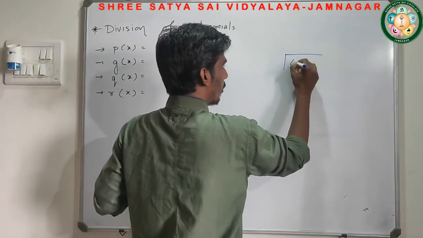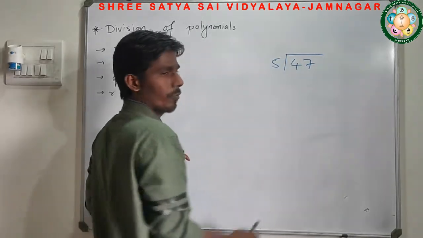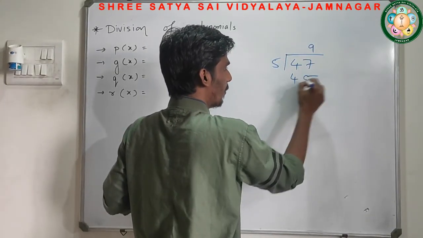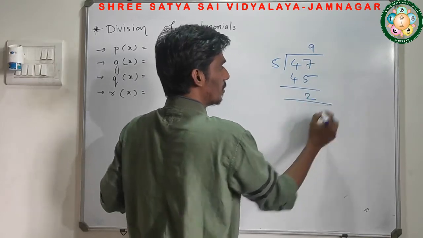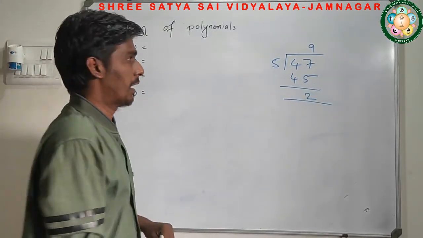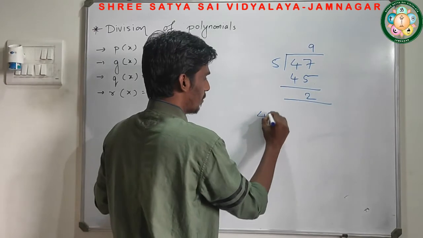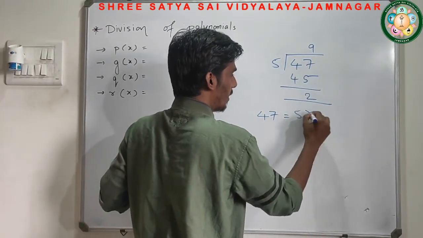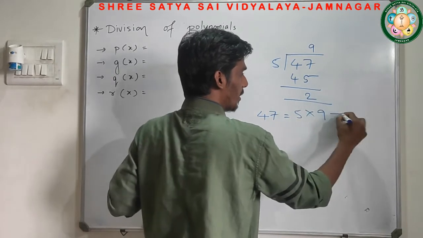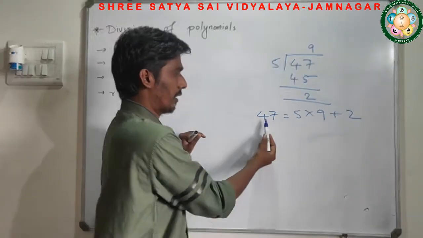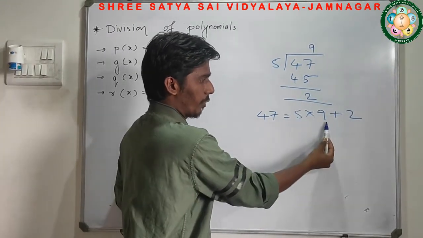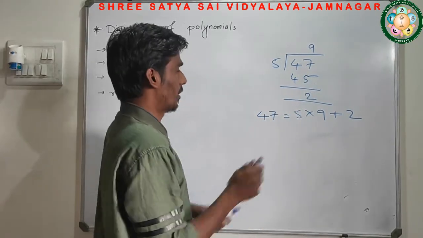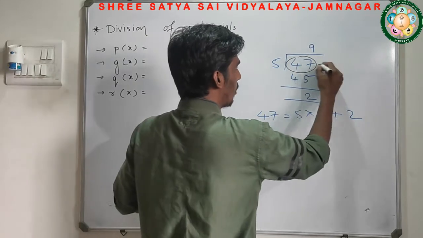Say 47 divided by 5. So here 5 nines are 45, 47 minus 45 is what? Remainder is 2. I can write this 47 as 5 into 9 plus remainder. What does it mean? 5 nines are 45, 45 plus 2 is what? 47.